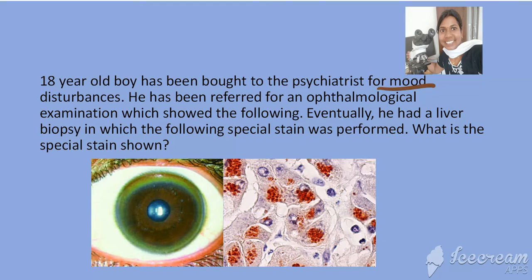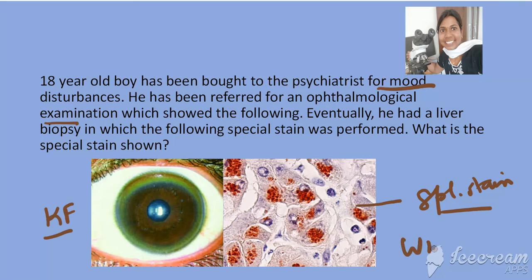The patient is having mood disturbance, and he has been referred for an ophthalmological examination which has showed a KF ring. Okay, and this is a liver biopsy in which there is a special stain to highlight it. So any young boy or a girl with neuropsychiatric manifestations, always think of Wilson's disease. So Wilson's disease can present with neuropsychiatric manifestations. So the diagnosis here is Wilson's disease undoubtedly.